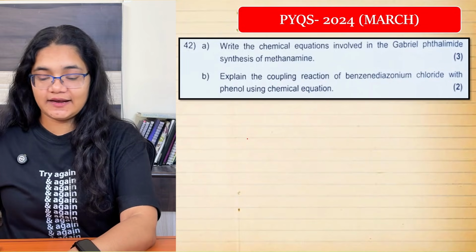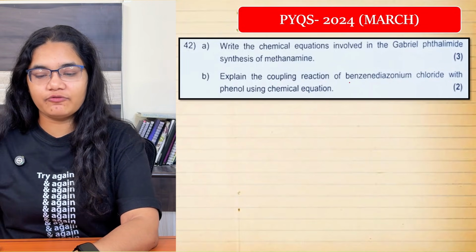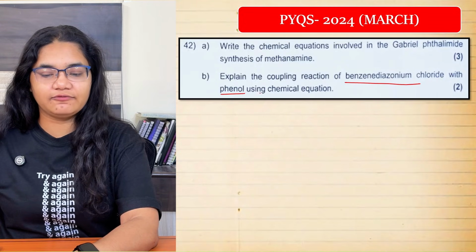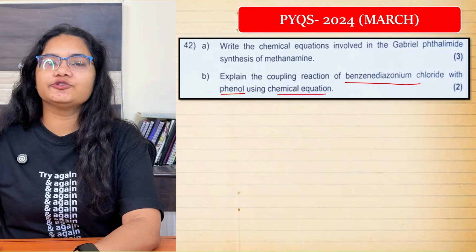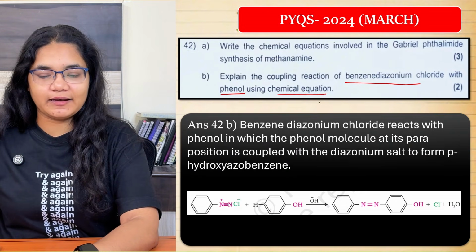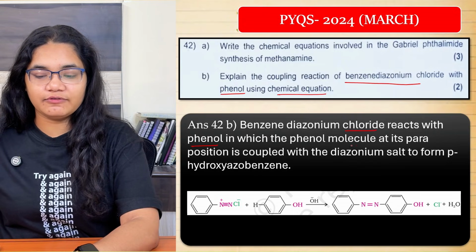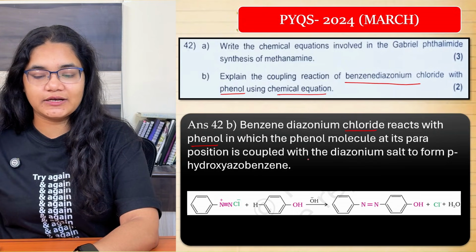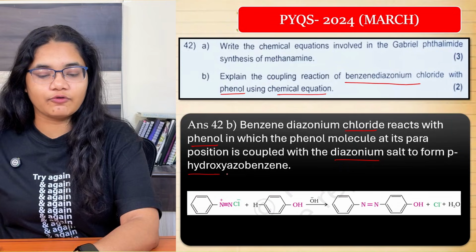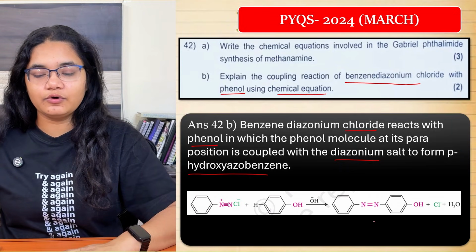Okay, now let's see the next question, that is 42B. Explain the coupling reaction of benzene diazonium chloride with phenol using chemical reaction. So this will produce para hydroxyazobenzene. So you can see here, when benzene diazonium chloride reacts with phenol, the phenol molecule at its para position is coupled with diazonium salt to form para hydroxyazobenzene. Okay, this is the reaction that you have to write down.